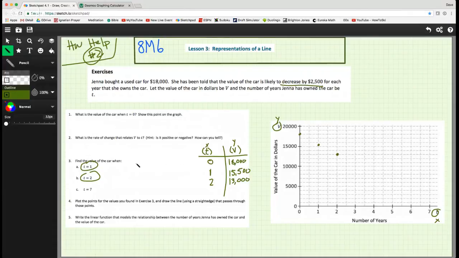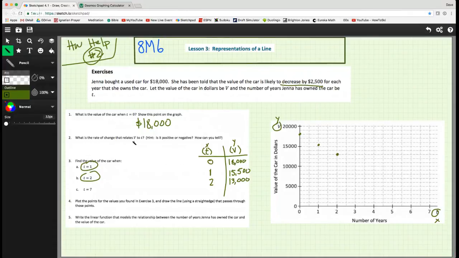Okay, so let's think about this. Let's now read the questions. What is the value of the car when T is 0? Show this point on the graph. Well, that's right here. That's our starting point. It's $18,000. She bought the car for $18,000. It's worth $18,000. It hasn't decreased in value yet.